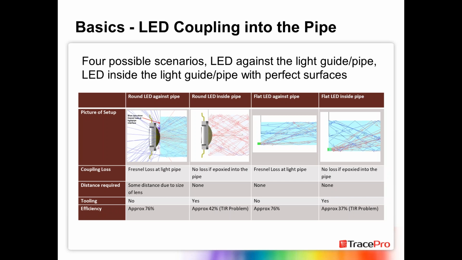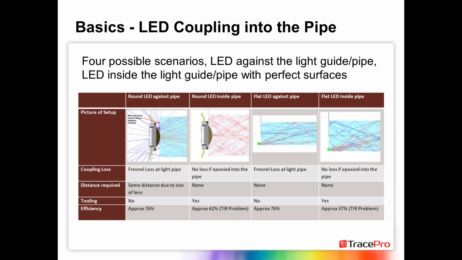This is a flat LED. So in other words, it's a surface mounted type setup. There is no Fresnel loss at the light pipe entrance. There is no distance required because it's right up against it. In this case, we don't need any tooling to help this go out, and our efficiency is around 76%.